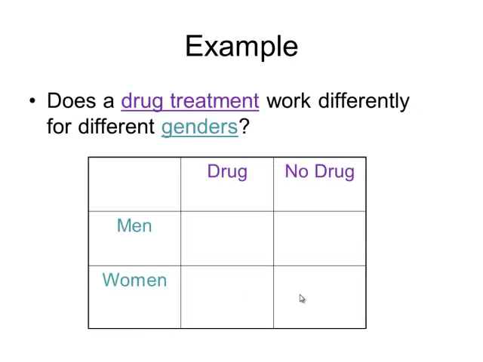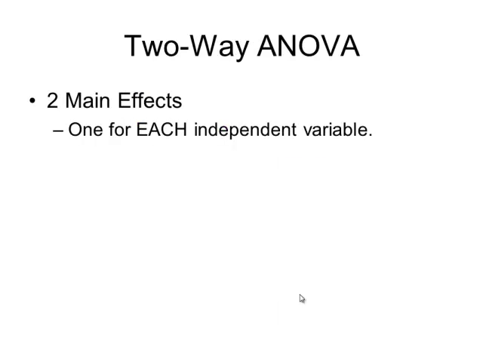A second example might be, does a drug treatment work differently for different genders? In this situation, the first variable we're looking at is drug treatment, and in purple you can see that we have a drug group and a no drug group. And then the second independent variable is gender, and you can see in the blue on the side that we have a men and women group, so again a two-group variable. Both of these would require a two-way ANOVA because we're looking at two independent variables.